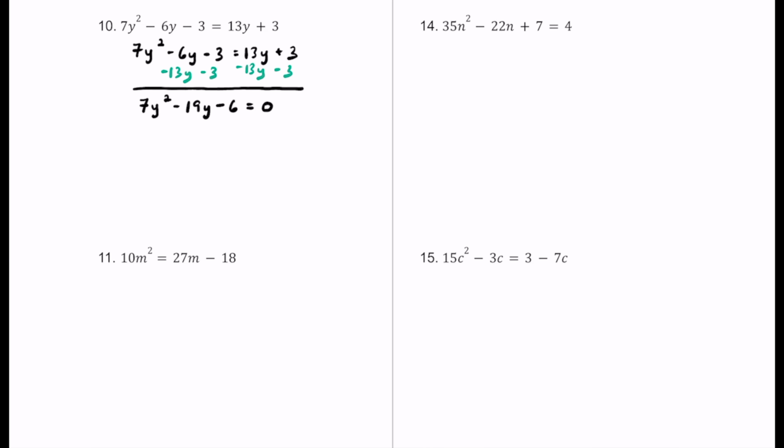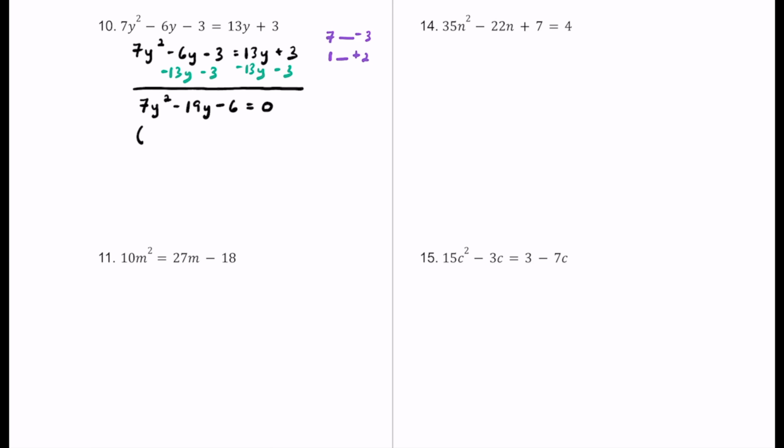There is no GCF that I see. 7 and 19 are both prime, so very unlikely. For 7, let's do 7 and 1. For 6, let's do maybe 3 and 2, and one of them's got to be negative. So let's make the 2 negative here. That's going to be 21, take away 2, so that's positive 19. So if we want negative 19, let's just make this a positive 2 and make this a negative 3, right? So this would be negative 21 plus 2, which is negative 19.